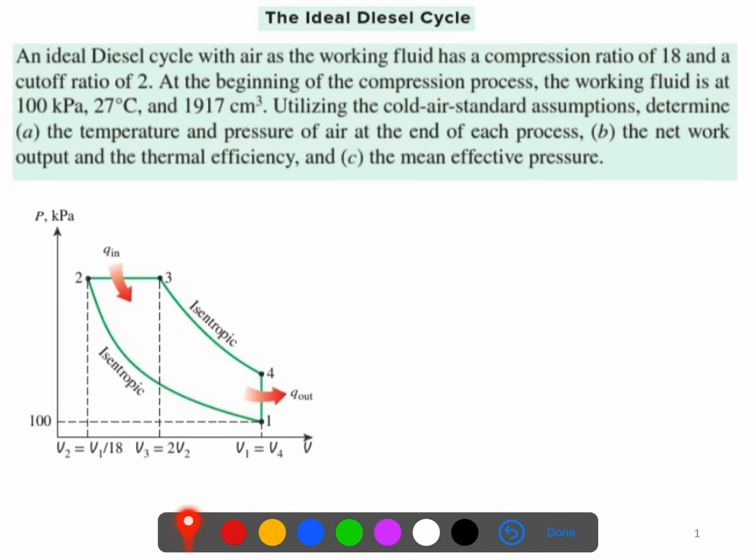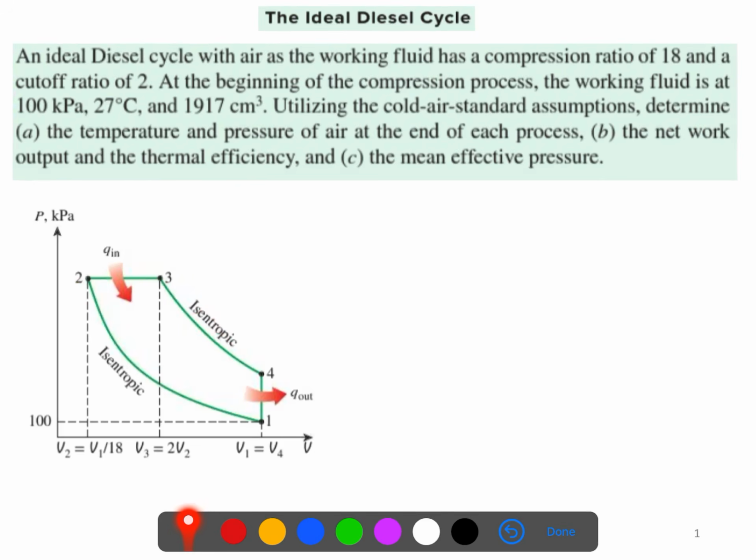You will see the schematic here. Actually, this is the PV diagram. So from this PV diagram, we'll try to understand what is happening. We can see all four processes, 1-2, 2-3, 3-4, and 4-1. We can see this is the heat in and the heat out. So for 1 to 2 and 3 to 4, this is the isentropic compression and expansion. So that we already know.